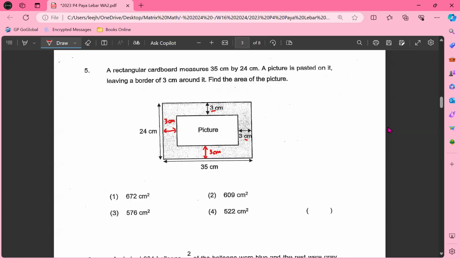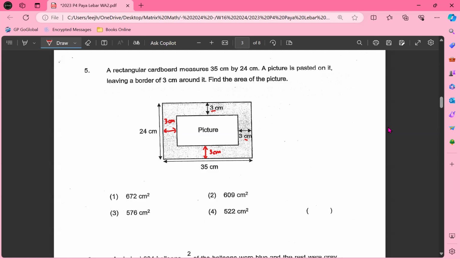So if you still remember how to find the area of the picture, it means that you have to just find the length and breadth of that shape that you're looking at. In this case, we need to find out what is the length and breadth of the picture so that we can work out the area. So you know that the whole length of the cardboard is actually 35 cm. The breadth is 24. So let's look at the length of the picture first.